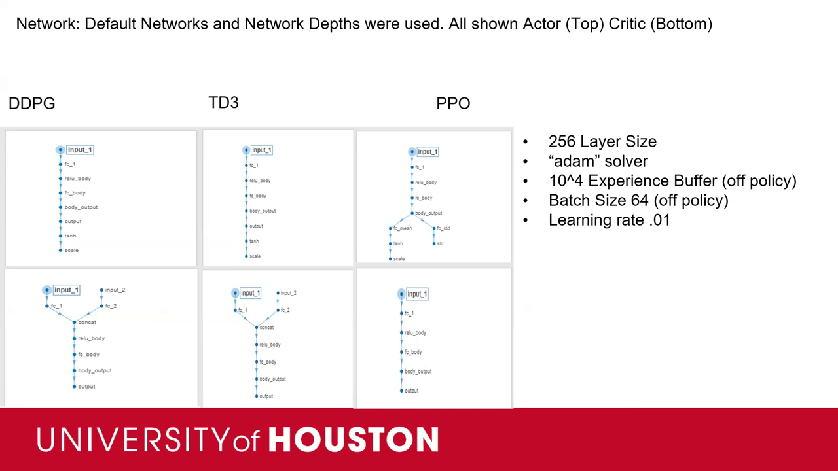These were started with a default layer size of 256, an Adam solver, a 10 to the 4 experience buffer for the off-policy algorithms, a batch size of 64 for the off-policy algorithms, and a learning rate of 0.01 across the board for actor and critic.